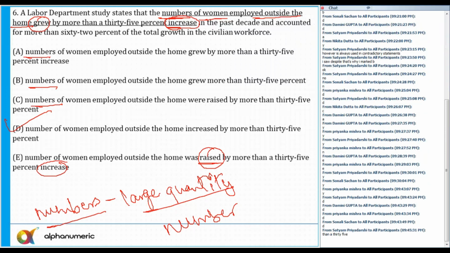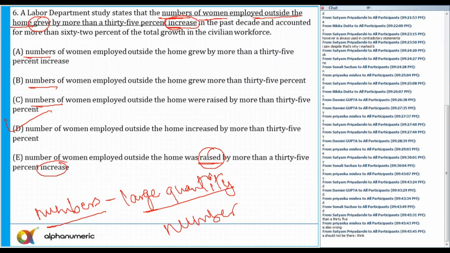Okay. Than a 35 what? You don't want a hyphen? Than 35%. Than 35%, yes. There was a 35% increase, you can say that. But you can't say it was raised by more than a 35%. Absolutely. That is also wrong in option E. Okay.